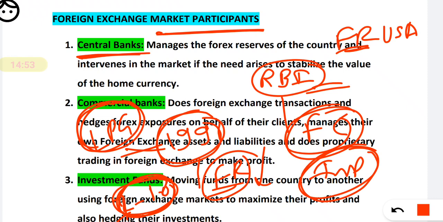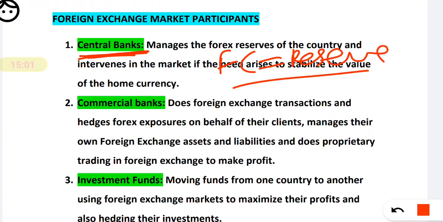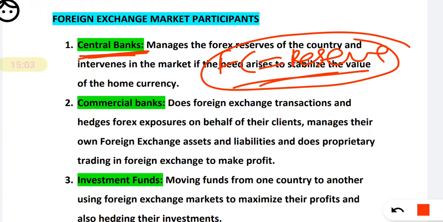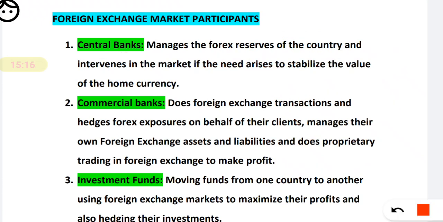So basically what I have to tell you is that a central bank always keeps a foreign currency reserve, and that is very important to balance international trade, that is, to balance import and export. That foreign currency reserve is very important. Now see how it is important. Suppose RBI has a forex reserve of, say, $10,000.